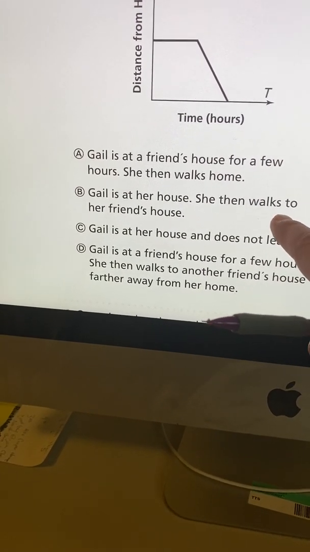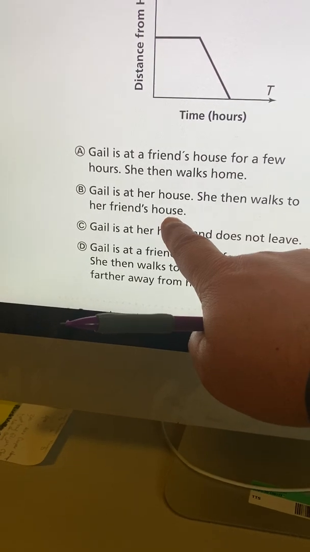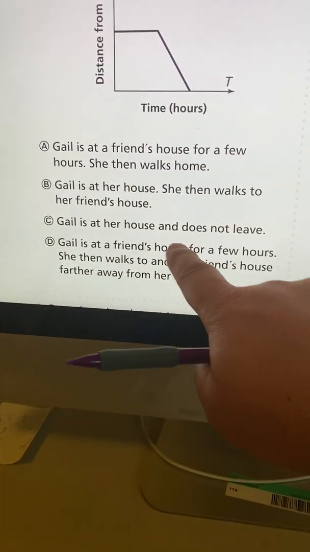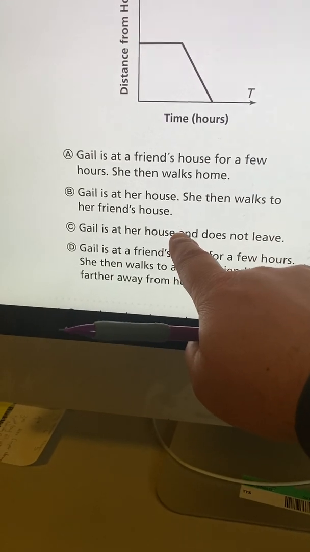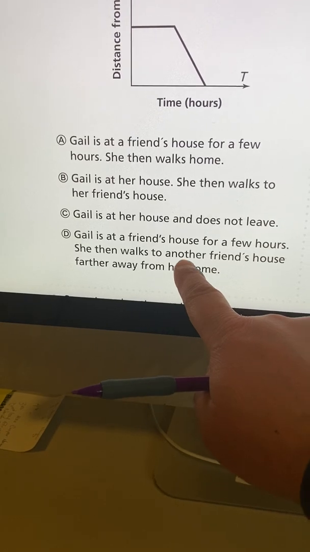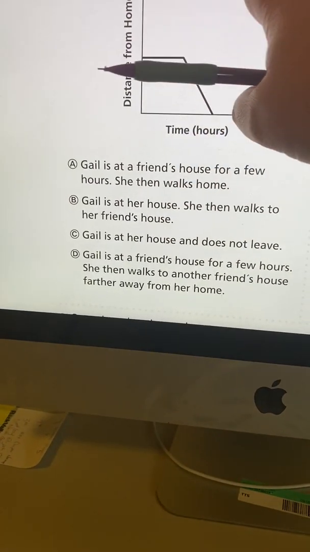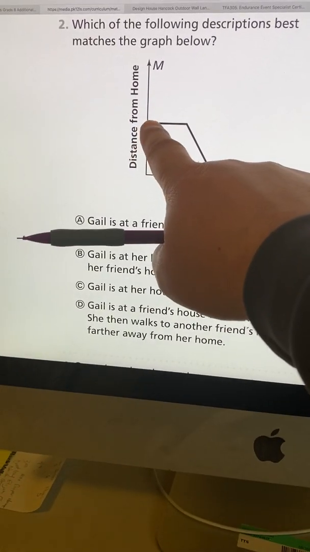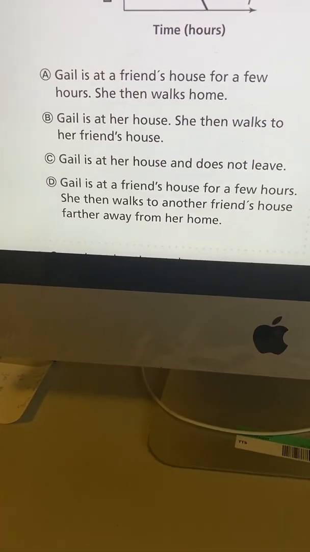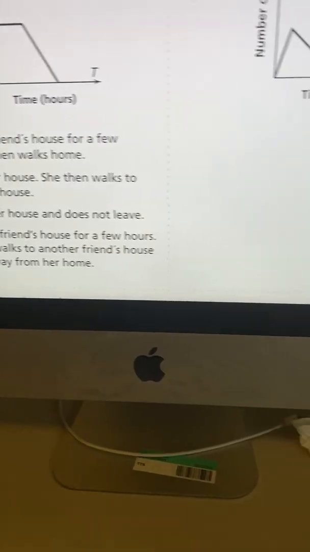That means she's not at home yet. She started at home and walks to a friend's house. She started away from home and walked back home. She didn't start at her house. Automatically gone, automatically gone. B and C, out of there. This one says she started at her friend's house, then got further away. This one would look like this, starting here, going further away. Yeah, it says it's further away.